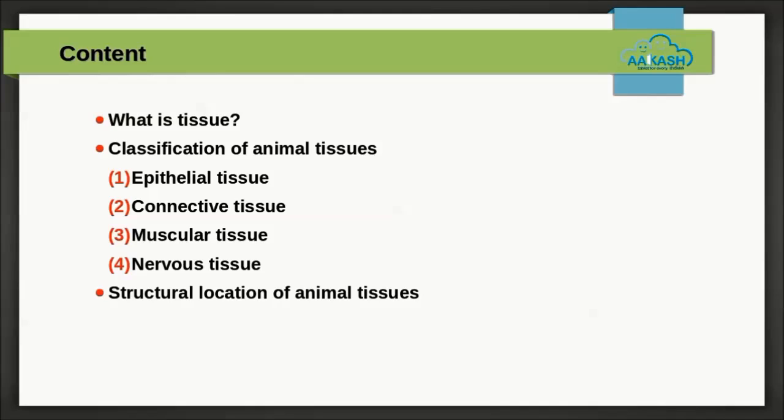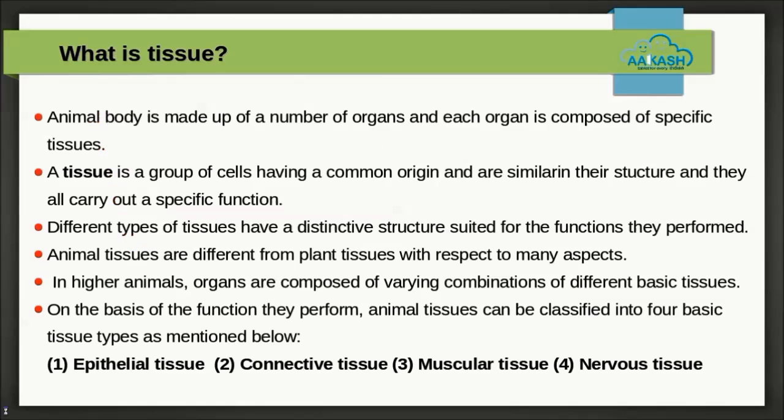In this content we will learn about the following topics. What is tissue? Classification of animal tissues: epithelial tissue, connective tissue, muscular tissue, nervous tissue. And structural location of animal tissues.